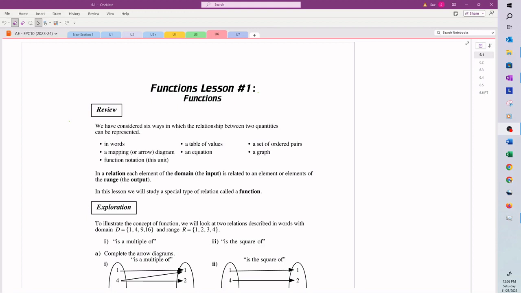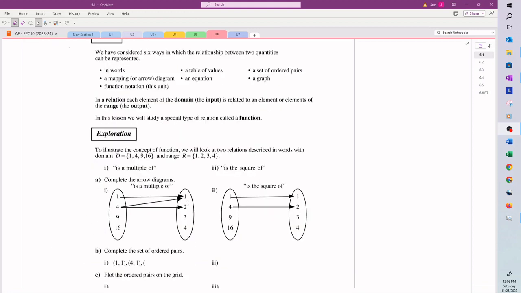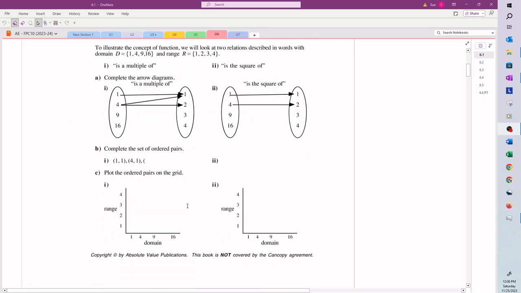So we've already talked about domain and range. Domain is the possible input values. Usually we call those the x values. The range is the output values, usually our y values. And we're talking about a specific type of relation, which is called a function. So these are functions here. These are two functions, and we're going to look at them in a couple of different ways.